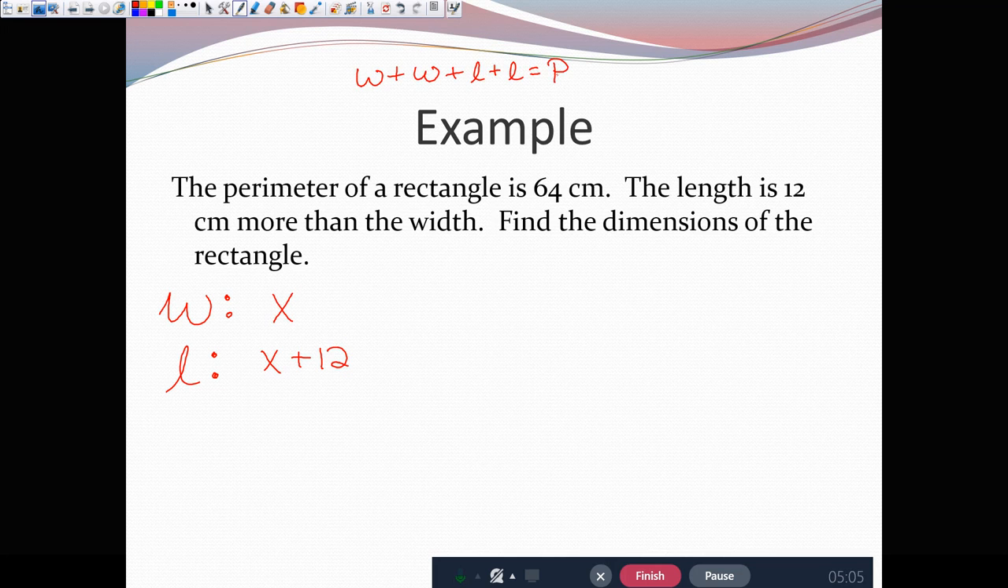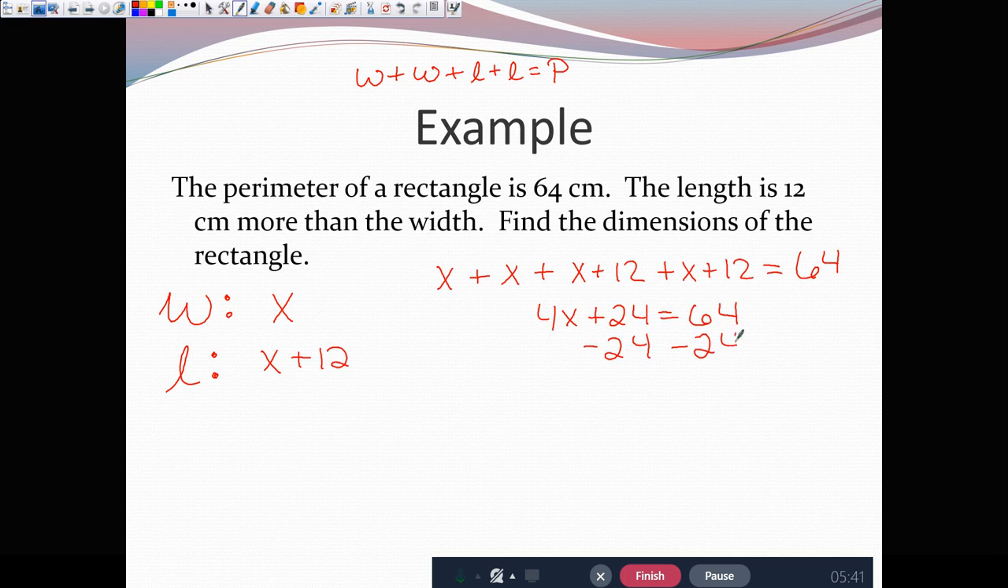So that's what I'm going to do, except these are going to be my widths and lengths. So I have x plus x plus 12 plus x plus 12, and what did my perimeter equal? 64. Now I'm going to combine like terms. So I have 1, 2, 3, 4 x's, so that would be 4x, and I have 12 plus 12, which would be 24, equals 64. Then I'm going to subtract my constant. So I have 4x equals 40. Then I'm going to divide by 4.